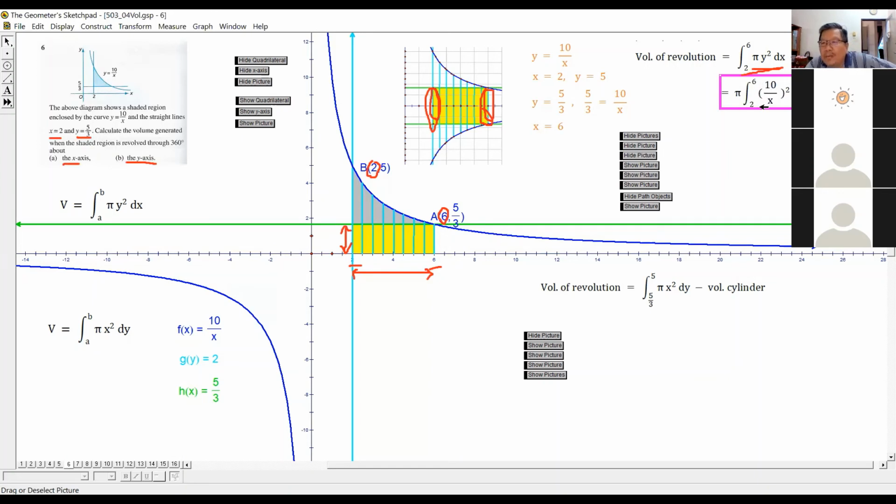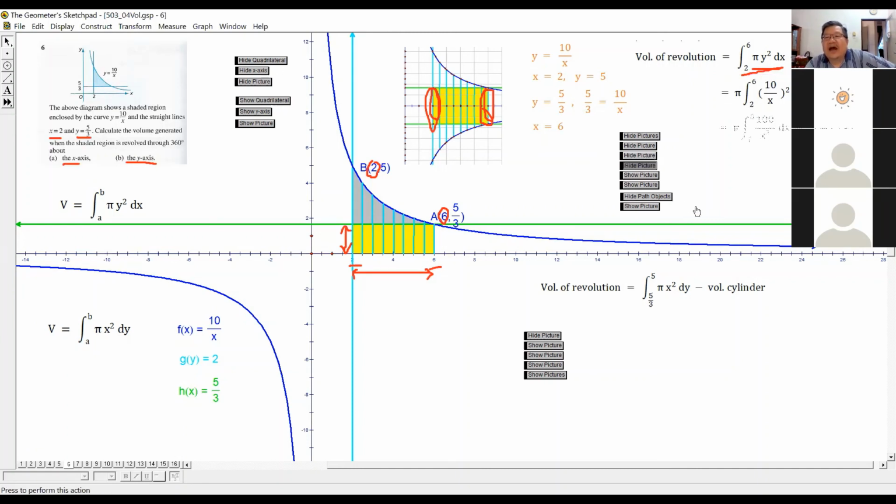So finally, for the blue part, I have the integral from 2 to 6 of y squared dx. The y is 10 over x, so y squared is 10 over x squared. Then minus the volume of the cylinder. Now this yellow part here, I only show the area. In this diagram, I show the volume. When you rotate, there is one at the top and one at the bottom. So this one is the cylinder.